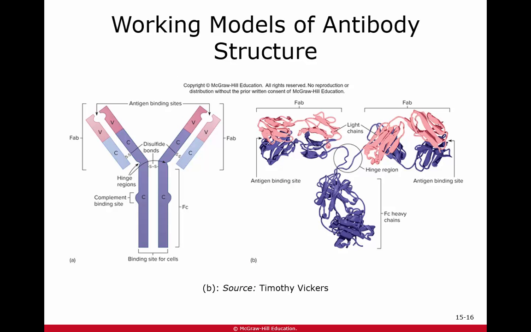So if we look at this antibody, we see, again, the light chains are these little short ones on the side up here, and there's the antigen binding sites. And then they can swivel around. This part up here, the Fab, can swivel around at this hinge region. And then down here at the bottom, you've got your heavy chains in the Fc area.